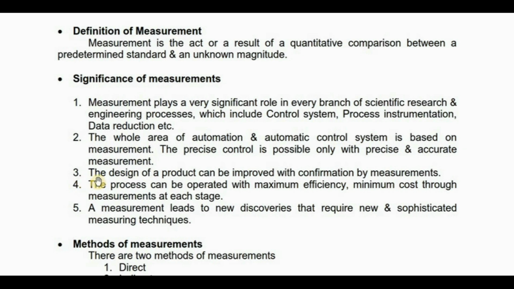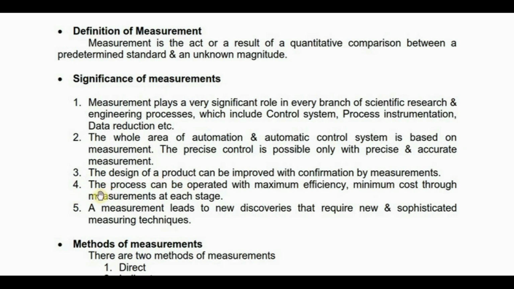Next, the third point said here is that the design of a product can be improved with confirmation by measurement. Suppose you are designing a particular product. Whatever parameters exist for that product, you can improve its design when you are well aware of the values of the various parameters, and so as to know those values you need to measure them. Okay, so measurement is important during the design of the product.